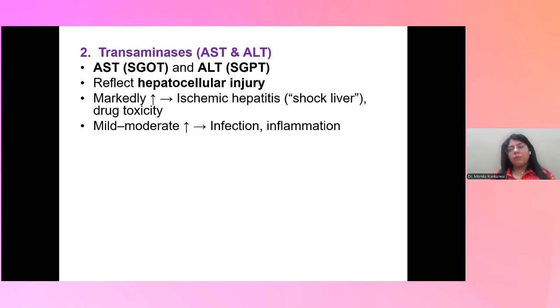It could also be drug toxicity, because as you all know, and I have told you previously also, the majority of drug metabolism happens in the liver and kidney, and the functionality of both will tell the prognosis of the patient. And if there is a mild to moderate increase in AST and ALT, it suggests that the patient might have infection and inflammation, so that accordingly we can start the treatment regimen.